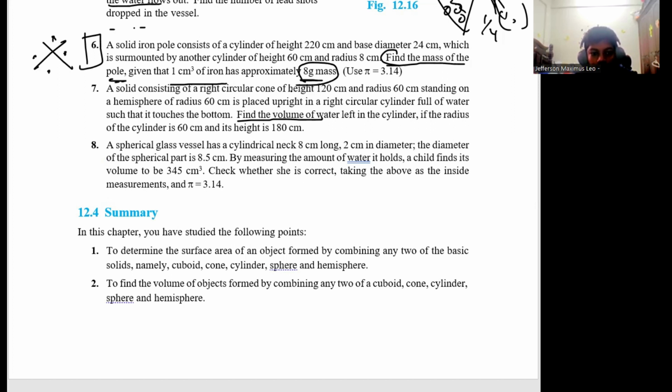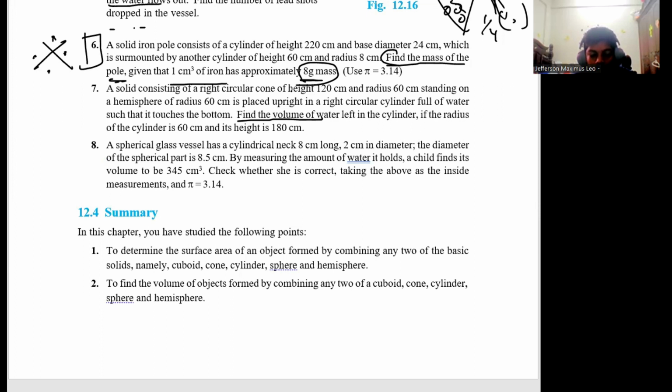We can find the volume of both cylinders. Then the volume of iron will be the volume of the big cylinder plus the small cylinder, and that is multiplied by 8 grams. If your answer goes more than 1000, convert it to kg.